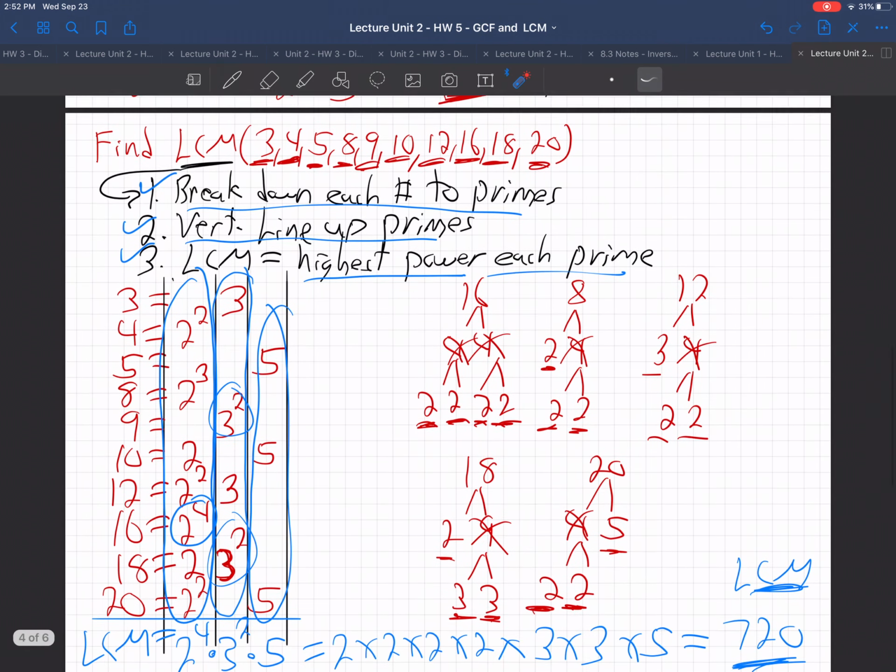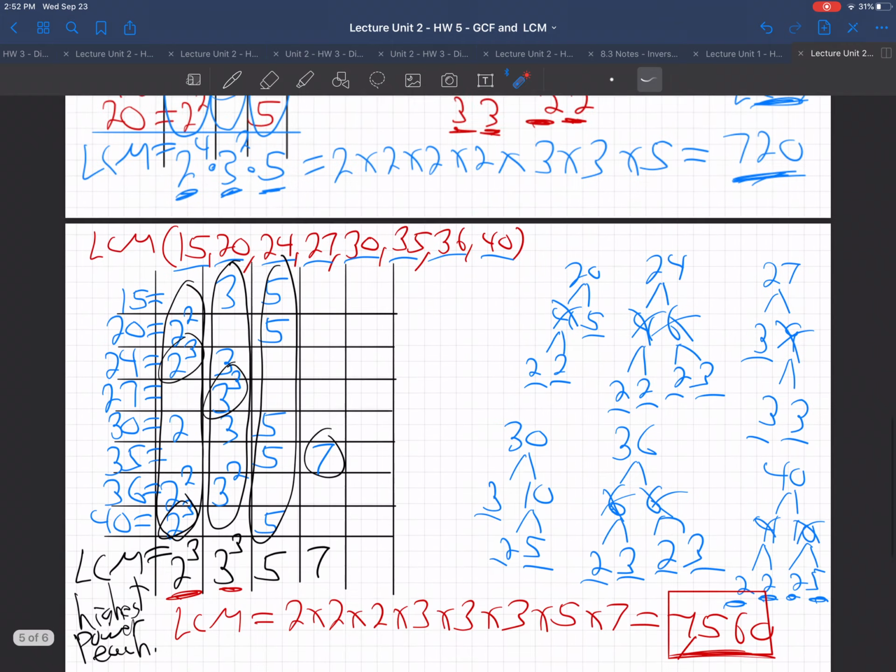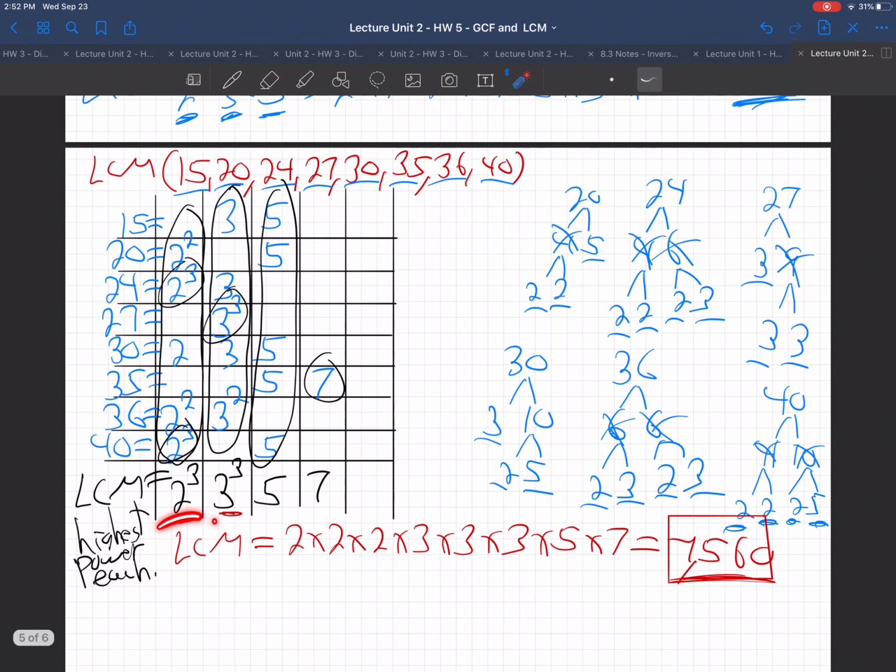And how we do it is we break down each number to primes, vertically line them up, and for the LCM, you take the highest power, right? Because to build a 16, you need 4 2s. So we got to put 4 2s in the set. You need 3 2s for some of these sets, and you need a 5 for some of these sets, so we got to put 4 2s, 2 3s, and a 5 for that number. And for the other number, we had to have 3 2s, 3 3s, a 5, and a 7 to be able to build all those different numbers. That's least common.